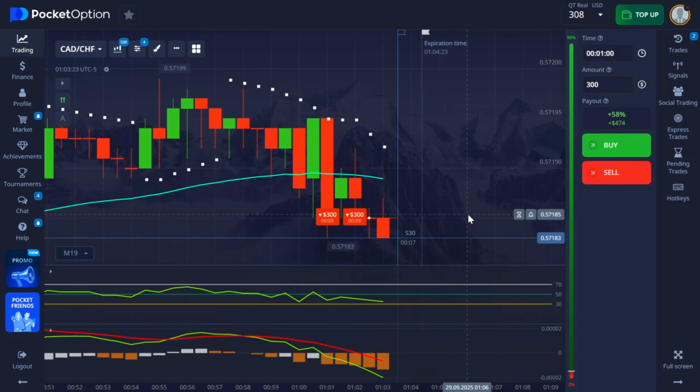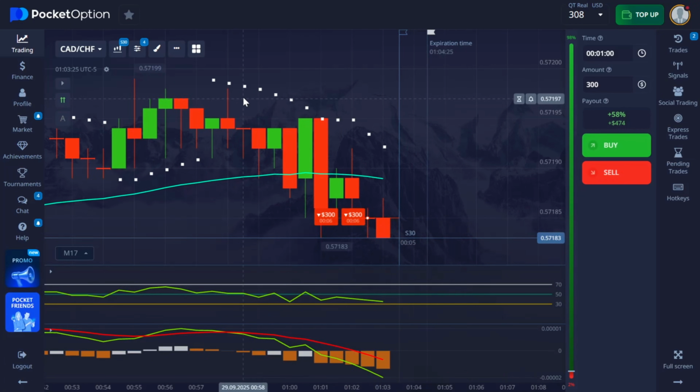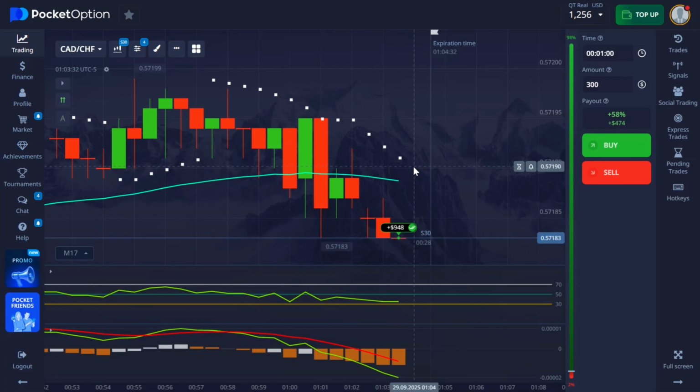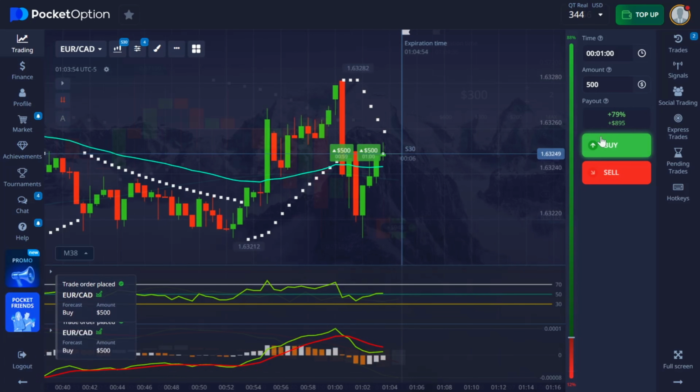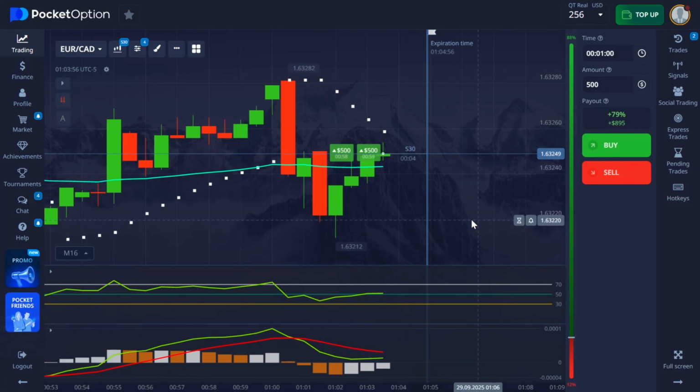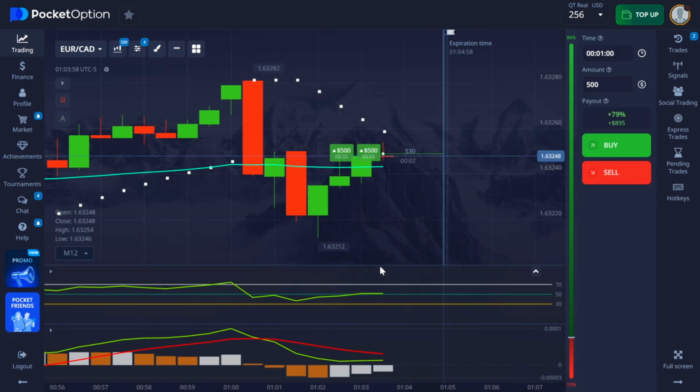All right, so everything is lining up very nicely here, guys, and we have the parabolic SAR also in our favor. There's just so many things. Nice. Let's find another opportunity. I wasn't really early for this trade, guys.